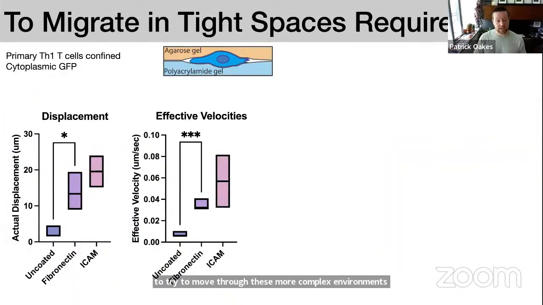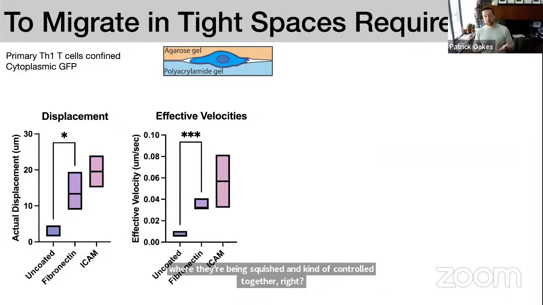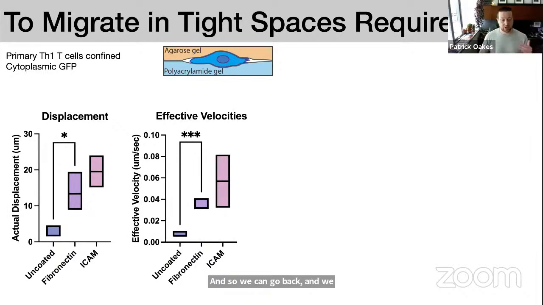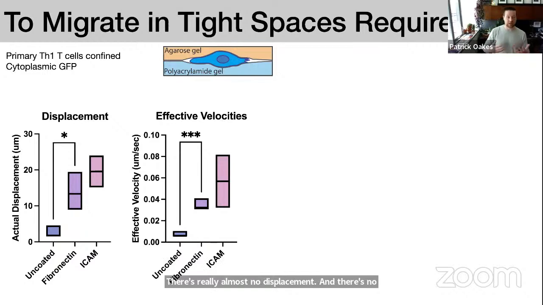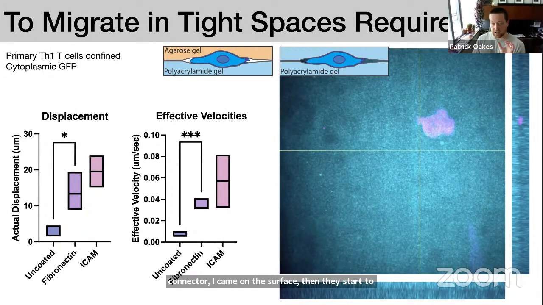Right? And so we can go back and now measure it. And so now the effects get even more dramatic, basically. When we don't have any ECM present, there's really almost no displacement and no effective velocity. And then when we add in fibronectin or ICAM on the surface, then they start to migrate very robustly and they can move through these more complex environments. And I think this really shows what's going on.